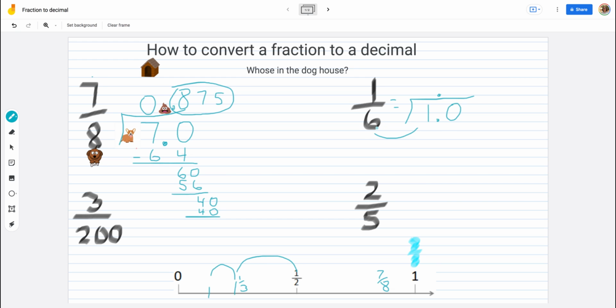Let's add our 0 and think about how many groups of 6 can now fit into 10. 1 group of 6. 1 times 6 is 6. The difference between 10 and 6 is 4. Add my 0. About how many groups of 6 can fit into 40? Well, I know 6 times 6 is 36. So that's about as good as it gets. I can't fit another group of 6 here. So I'm just going to put 36 and now I'll subtract. The difference between 40 and 36 is 4.